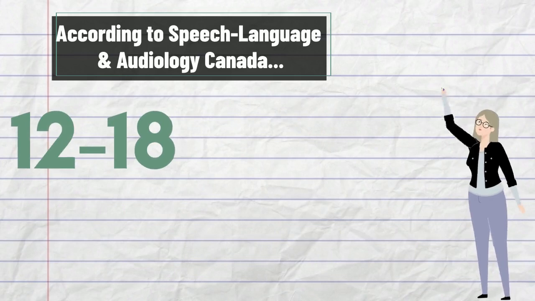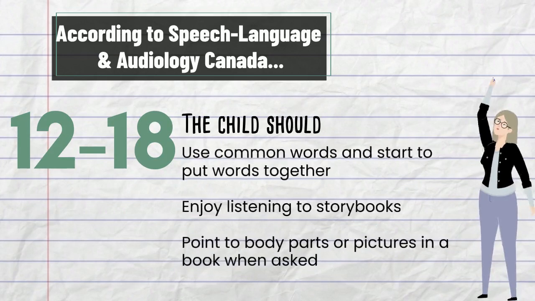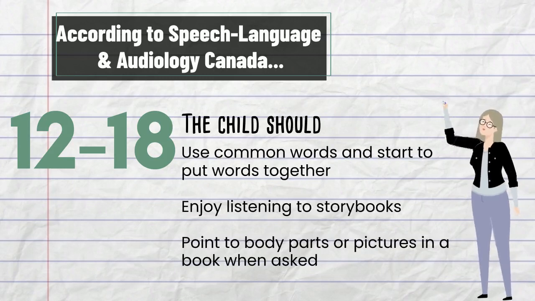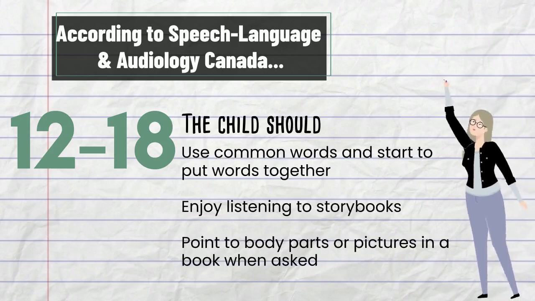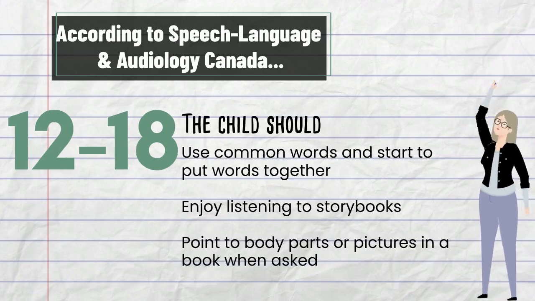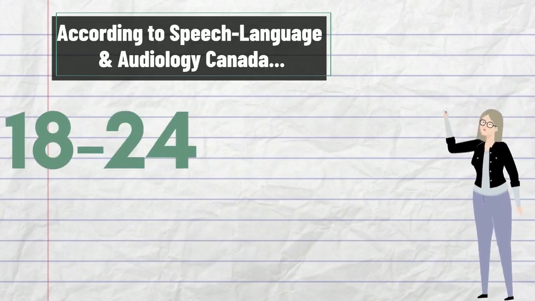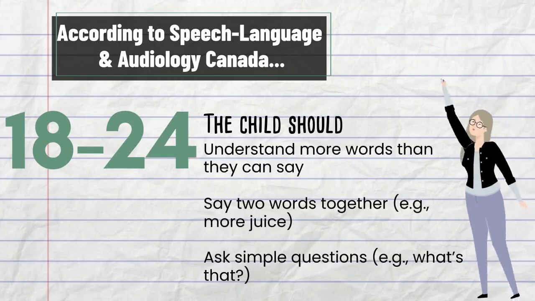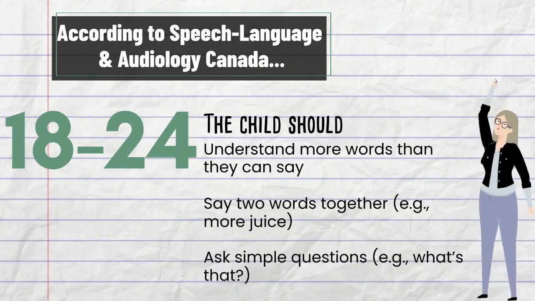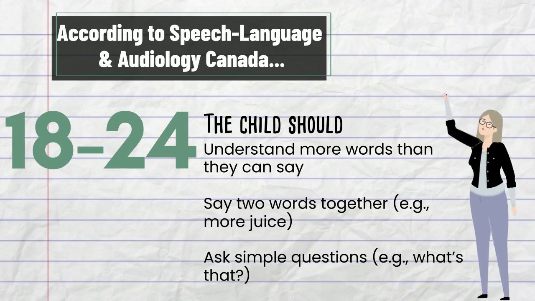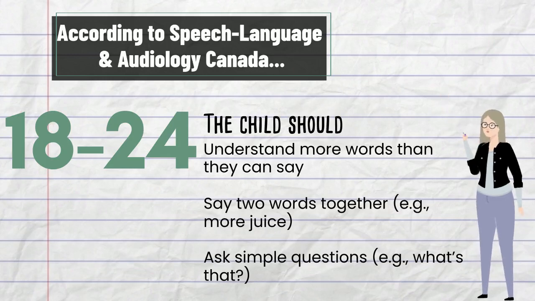By 12 to 18 months, the child should use common words and start to put words together, enjoy listening to storybooks, and point to body parts or pictures in a book when asked. By 18 to 24 months, the child should understand more words than they can say, say 2 words together, for example, more juice, and ask simple questions, for example, what's that?